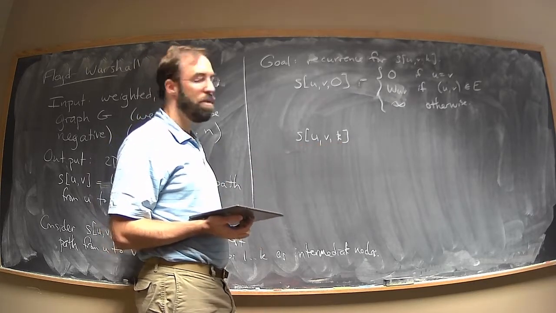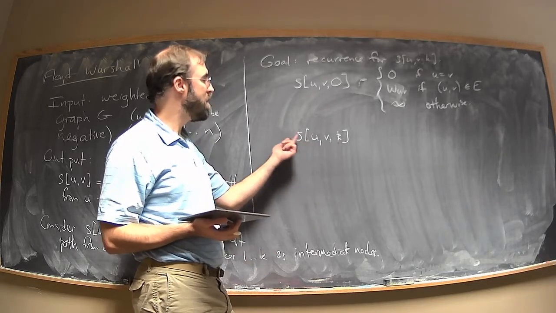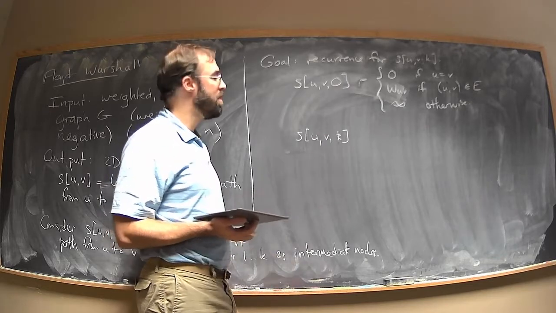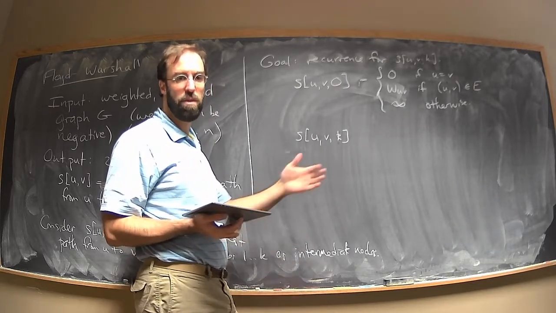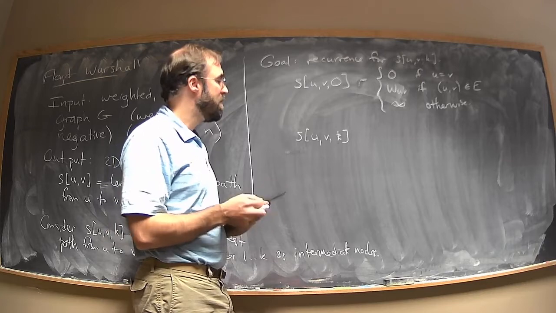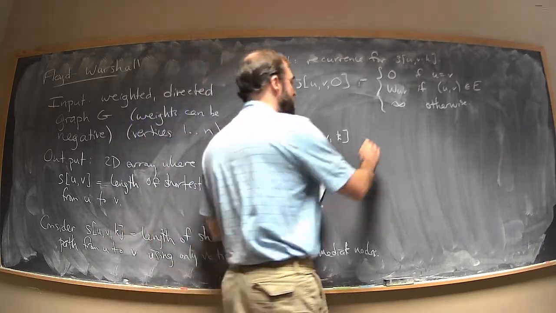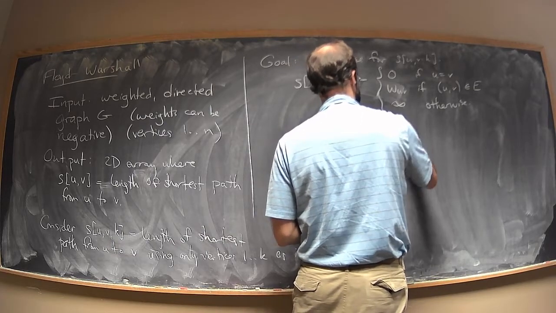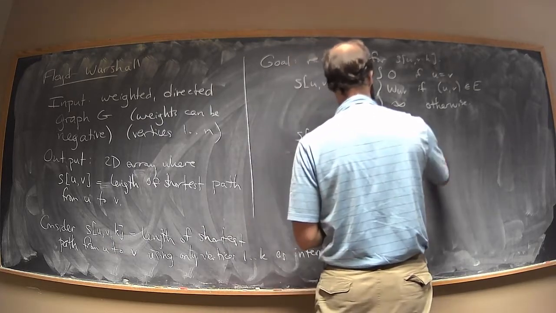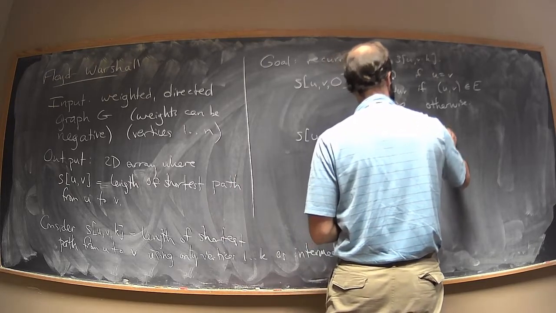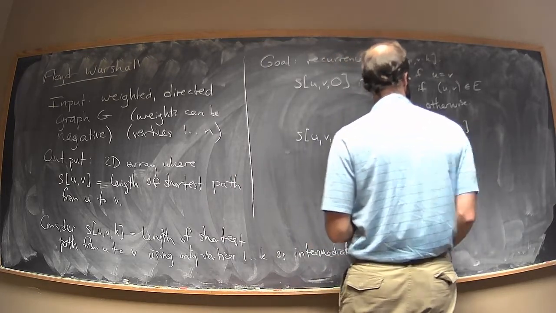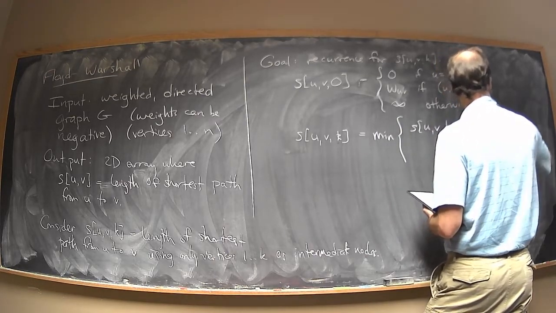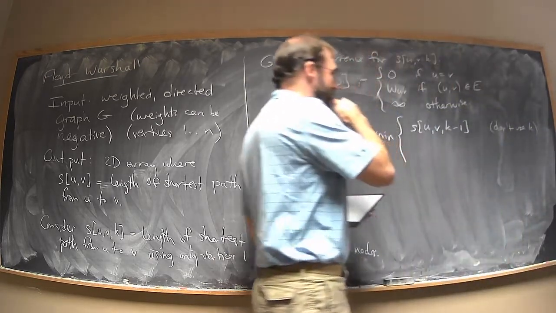If we don't use vertex k, then we can just look at S u v k minus 1. What's the best you can do getting from u to v where you only allow yourself to use vertices 1 through k minus 1? So we're going to take a minimum of these two choices. This one could be S u v k minus 1, which means don't use k. What if we do use k?